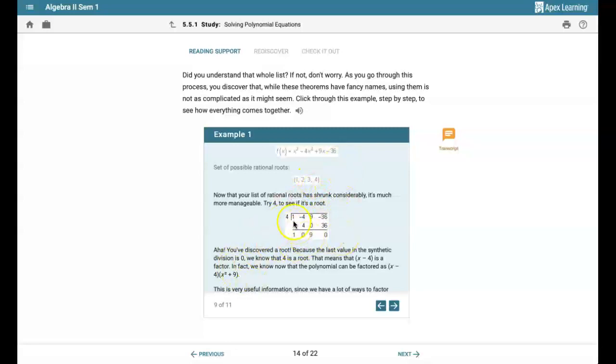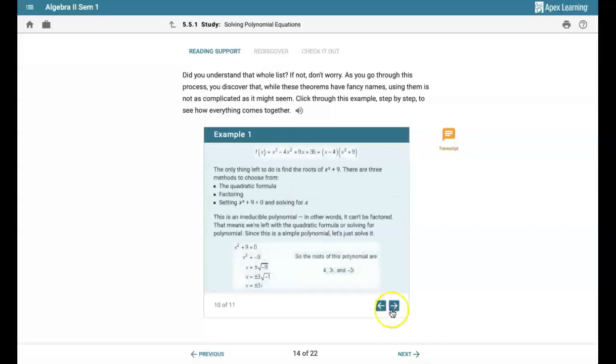All right, so once they did that, though, they were able to figure out, oh yeah, 4 is actually a root here, okay, and they know it's a root because the remainder is 0. Then we pull that out, right? So we pull out our x minus 4, and we get this x squared plus 9. All right. And for this one here, when we are left with a quadratic, we can use any of the factoring processes that we learned here. Okay. Quadratic formula, or factoring, or completing the square.